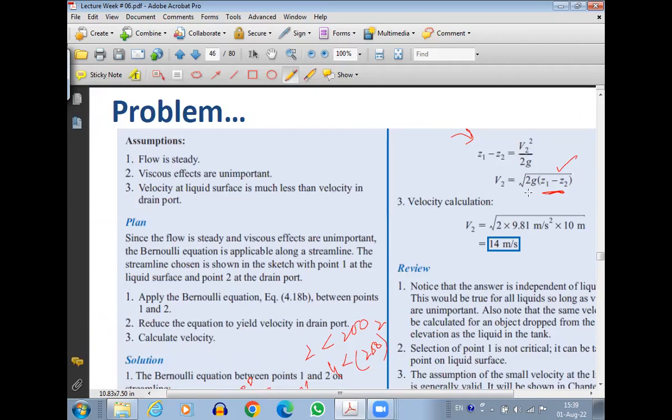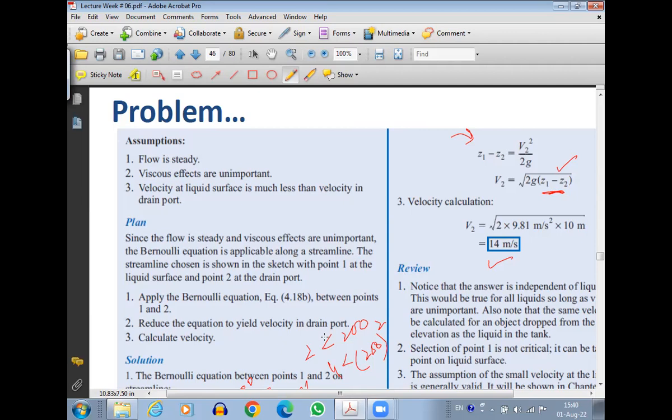G is the acceleration due to gravity. So now we know everything. Just substitute the values and you get the velocity at the exit of the drain. In the drain port, the velocity would be around 14 meters per second. We do know that the actual velocity will be a little different than this because we are assuming some things which are not true in reality. We are assuming that there are no viscous effects. Obviously, there will be some viscous effects, so there will be some error in this calculation, but it's still a reasonably correct value. This is how we calculate the velocity at the exit of the drain port in this numerical.